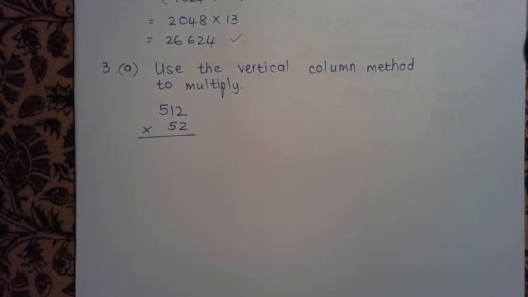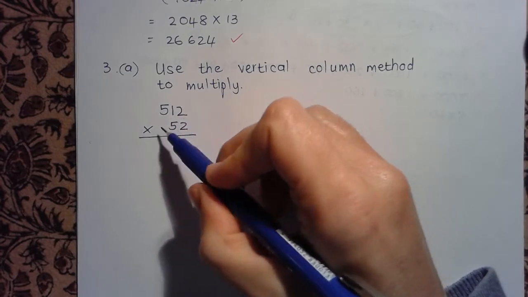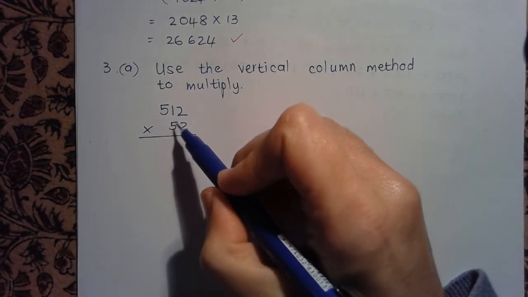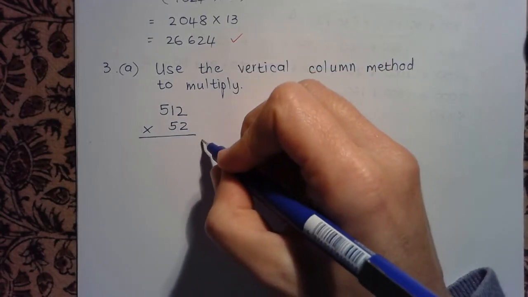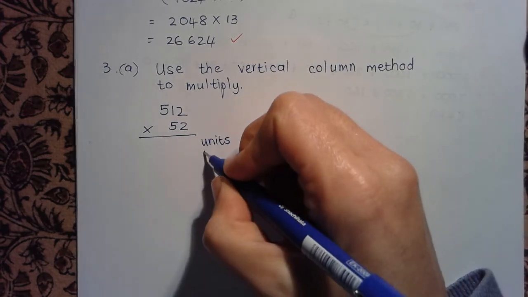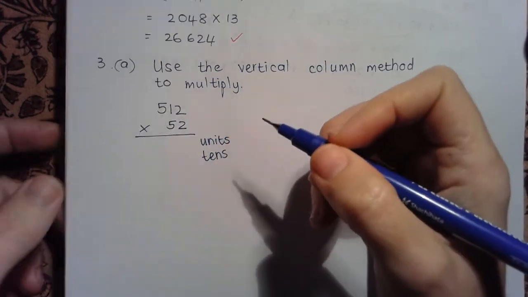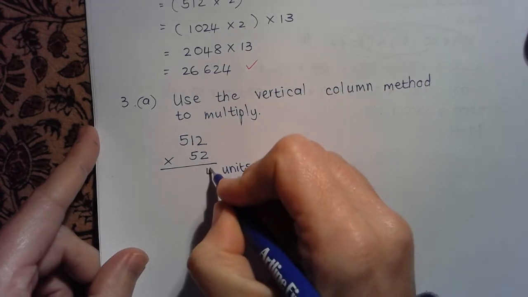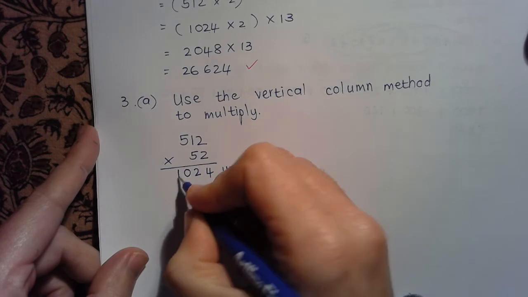So if you remember the vertical column method, you look at what you are multiplying here. You've got a 3-digit number times a 2-digit number, which means if I'm multiplying with a 2-digit number, I'm going to have 2 sets of answers. The first one will be the units, and the second set of answers will be the tens. Now we're going to start multiplying with the 2. So 2 times 2 is 4. 1 times 2 is 2, and 5 times 2 is 10.